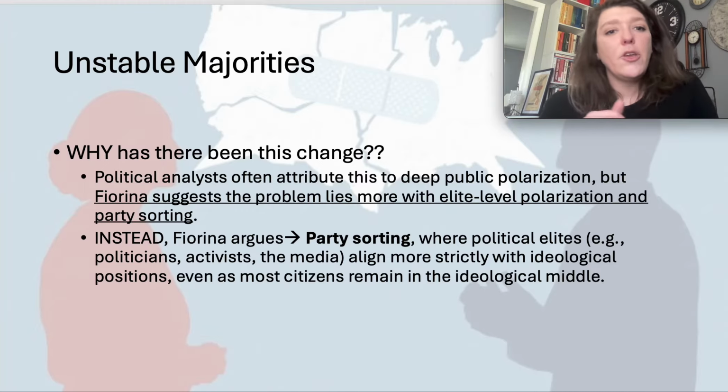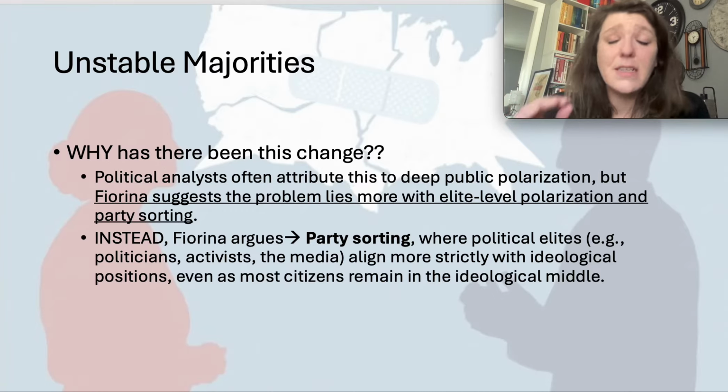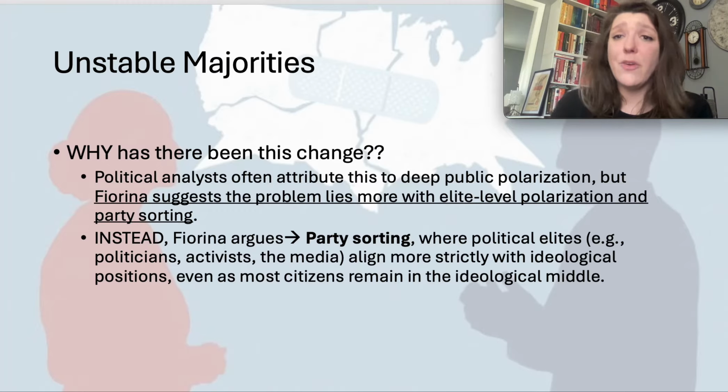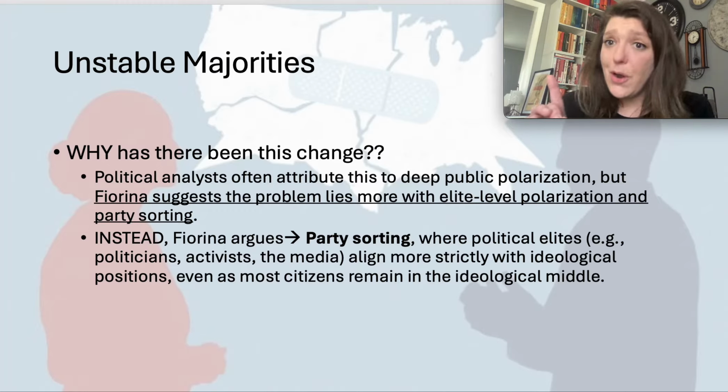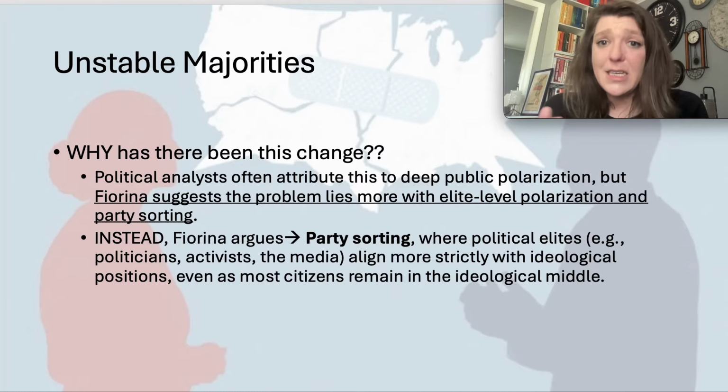Well, he's arguing that so far the assessments of why this is happening are wrong. Political analysts often say that this was caused because the public is deeply polarized. The public is deeply divided, and they're oriented towards the extremes. But Fiorina is saying, no, this is not the case. He suggests that the problem actually lies more so with the elite.